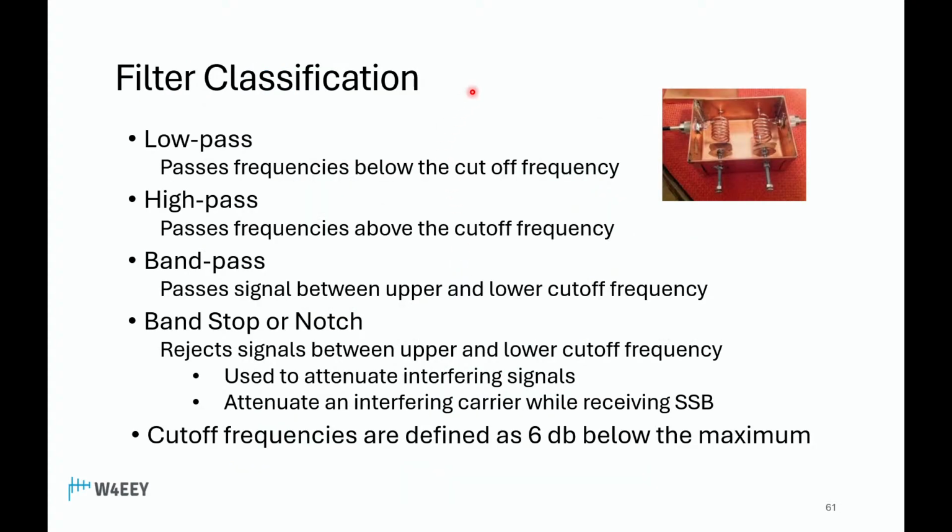So there's all kinds of classifications of filters. Here's another helical resonator. We've got low pass, passes the frequencies below the cutoff frequency. We've got high pass, band stop or notch, all kinds of applications for these things. And here we're talking in the analog domain. These can be done digitally as well, but you don't need all of this hardware to do it. And the cutoff frequencies for a filter are defined as 6 dB below the maximum. That would be the voltage.